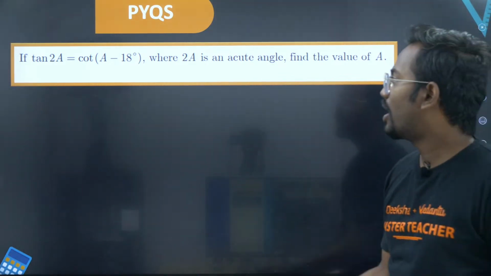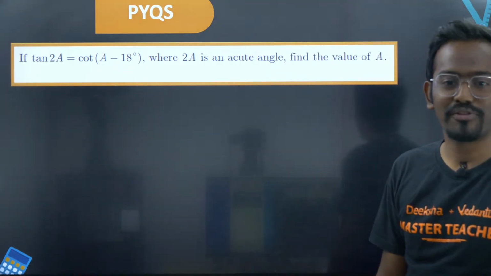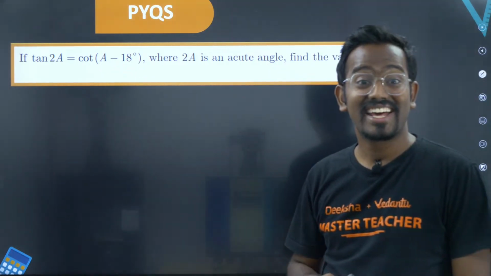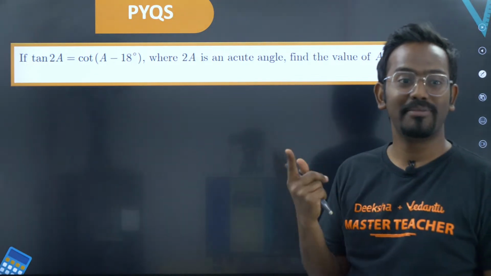How do you get this? Sir, how can I equate these two? Yes, how many of you remember cot and tan are complement to each other, you can write it as 90 minus theta.